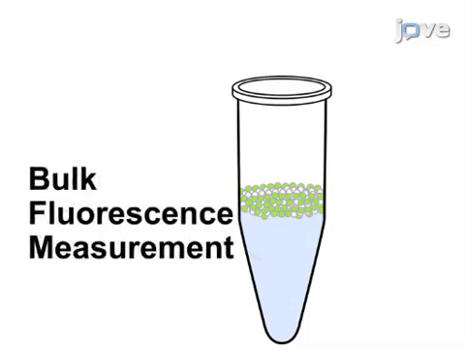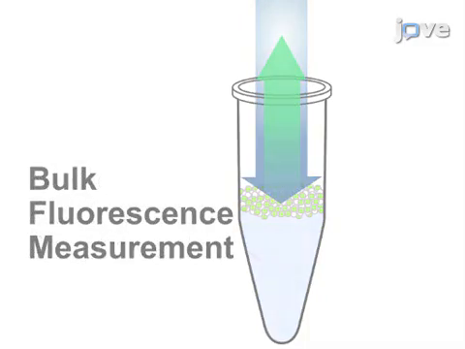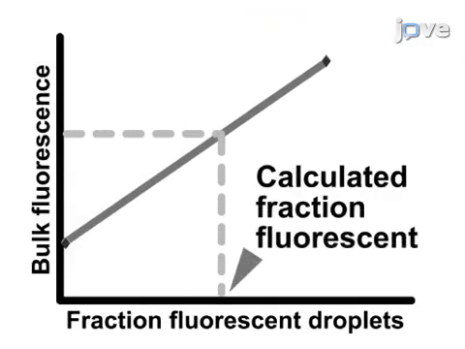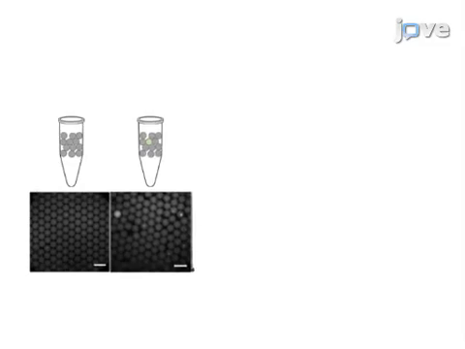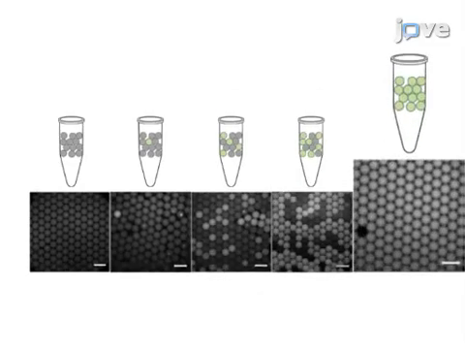Next, the bulk fluorescence of each sample or standard is measured with a standard qPCR thermocycler. The final step is to predict the fraction of fluorescent droplets in the samples of interest using a standard curve generated from the standard samples. To verify the performance of this method, fluorescence microscopy can be used to independently evaluate the quantification performance of the bulk fluorescence assay.